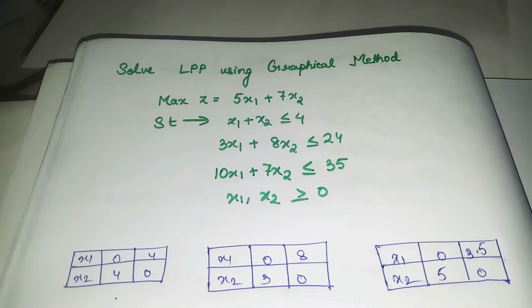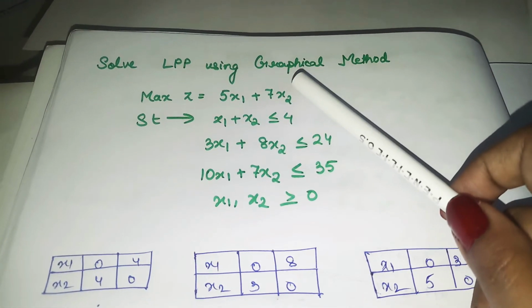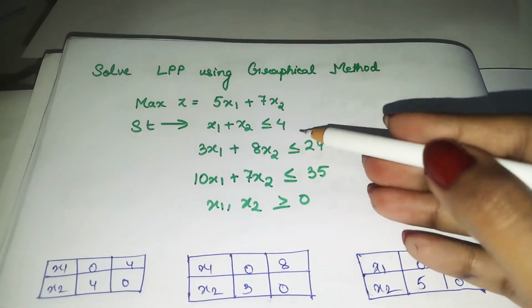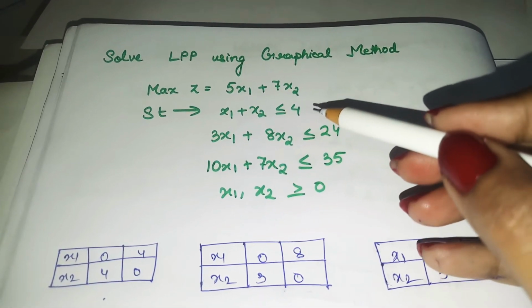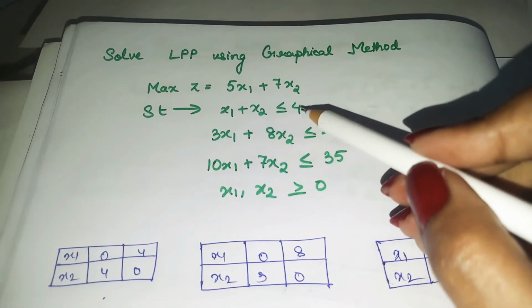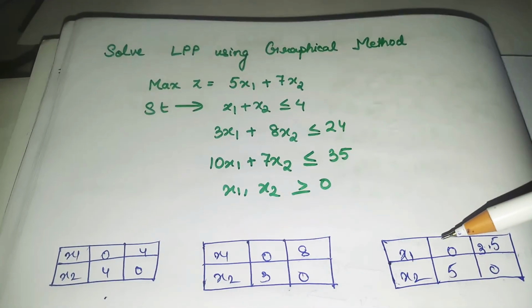Okay, so let's get into the problem. As you can see, I have written here the objective function and these three are the constraints. So the first thing we need to do is find the values of x1 and x2 for each constraint. So I have created 3 boxes, as you can see.